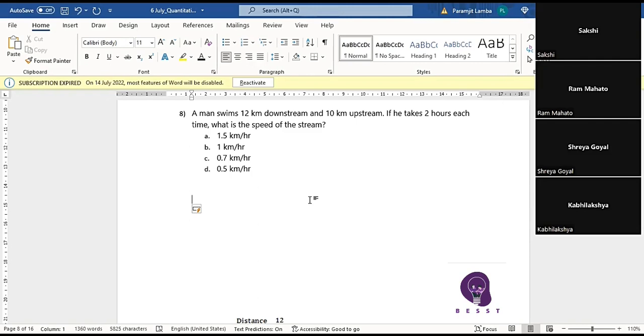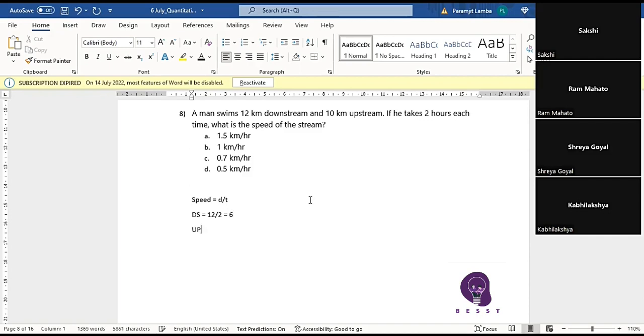Just use a formula. You are given distance, you are given time. What formula will you use? Distance over time is what? Speed. Speed is equal to distance over time. So what is the speed of the man swimming downstream? The man swimming downstream is 12 divided by 2 equal to 6.